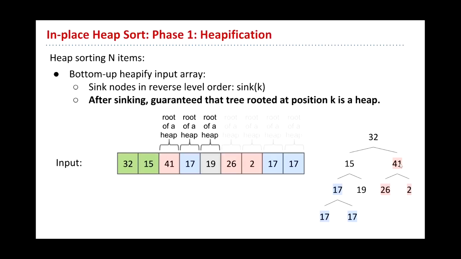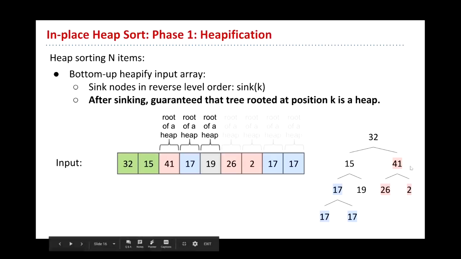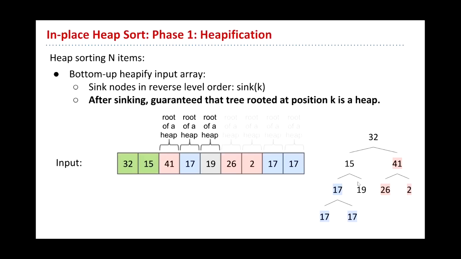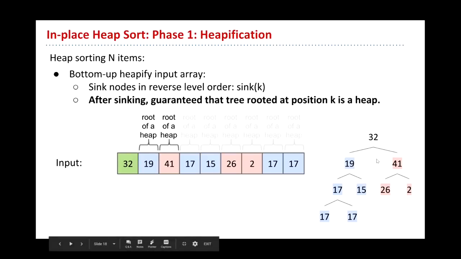So now I basically have 3 guaranteed heaps: my blue heap, my pink heap, and this one, which I'm not coloring because it's all on its own. So what happens next? What's the next item we're going to sink in reverse level order? 15. Now does something happen? Who should be the new boss? 19. Okay, so we swap 19 and 15, and now we have a big heap that's blue.